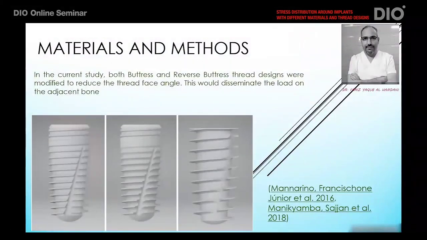Now you can see the three figures. On the left is the suggested buttress design. In the middle is the suggested reverse buttress design, which is similar in some ways to the design of the dental thread of the DIO implant company. And on the right is the standard model, which we have used as a control for comparison.